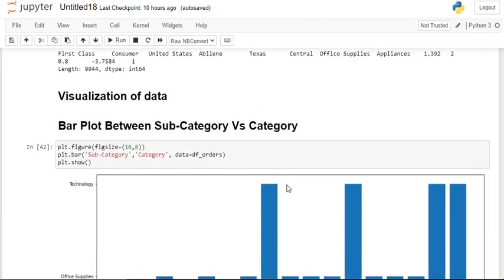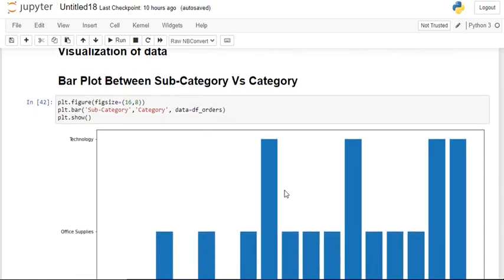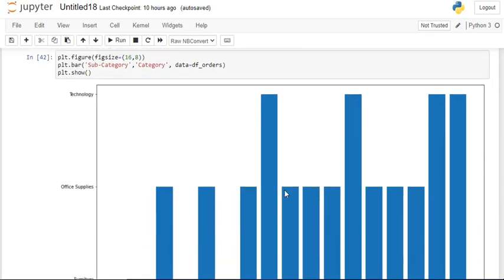Next comes the visualization of the data. To extract the insights from the data set, we need to visualize the data and understand the relationship between the different variables. The visualization is very important, so that actionable insights can be drawn to develop the business process. The first plot is a bar plot between subcategory versus category.